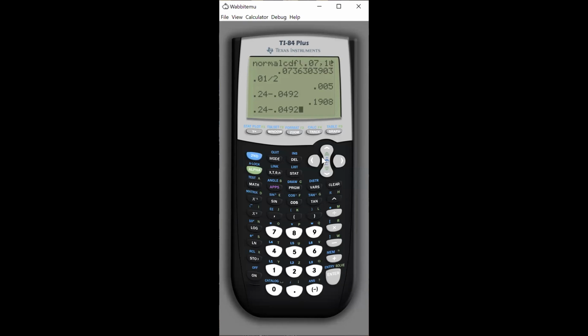I'm going to do this again. The only thing I have to change, instead of having a negative, we're going to have a positive. So we're going to add. And if we add this, you get 0.2892. And that's your final answer for the confidence interval.